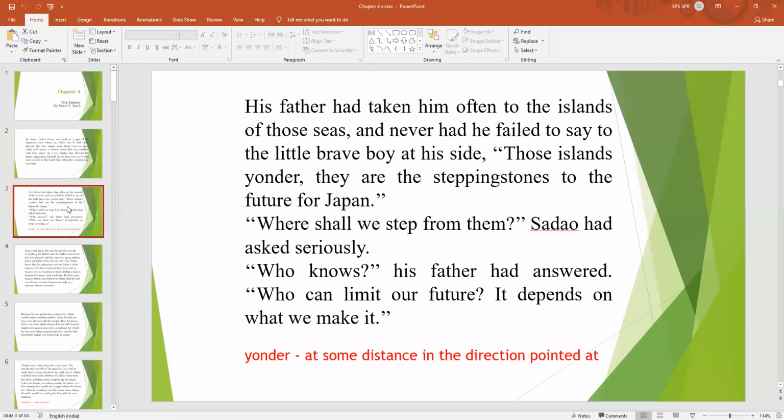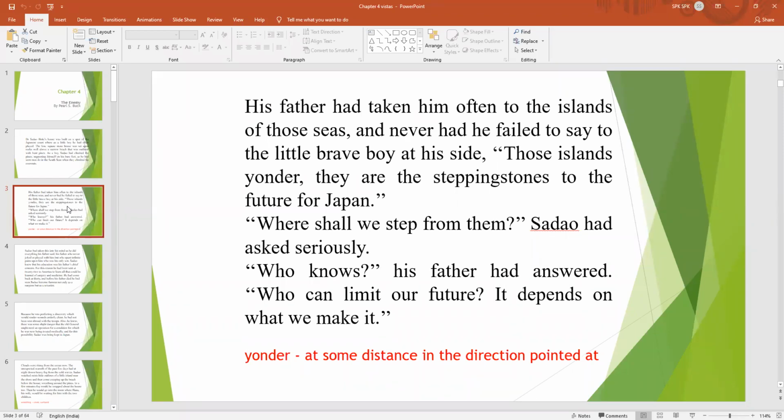His father had taken him often to the islands of those seas, and never had he failed to say to the little brave boy at his side, "Those islands yonder, they are the stepping stones towards the future of Japan." He would accompany his father to the islands, and his father would point towards them and say that those were the stepping stones towards the future of Japan.